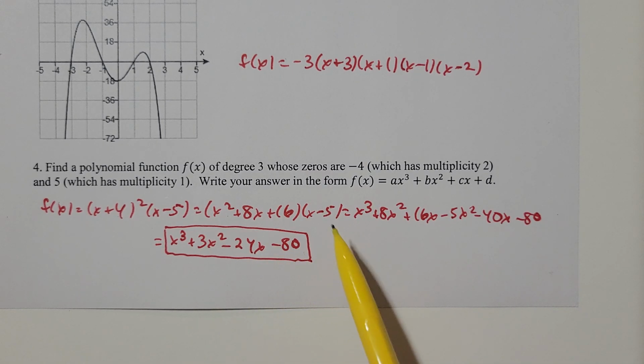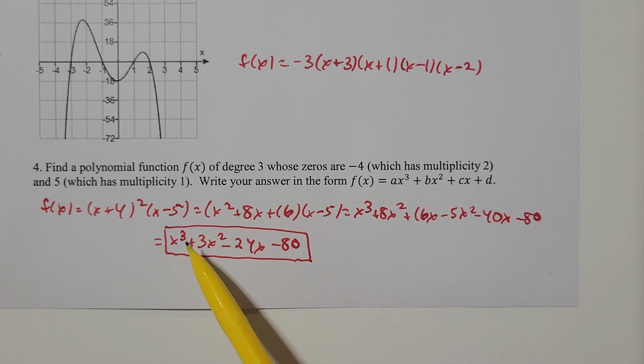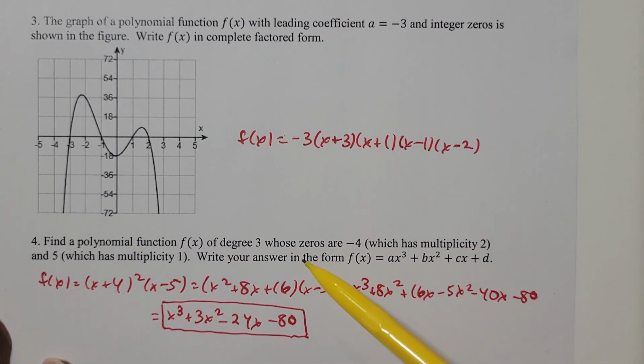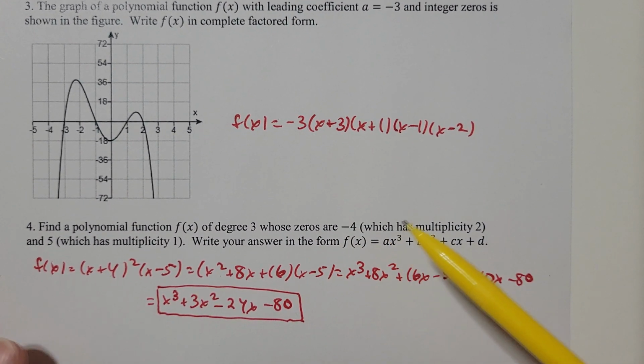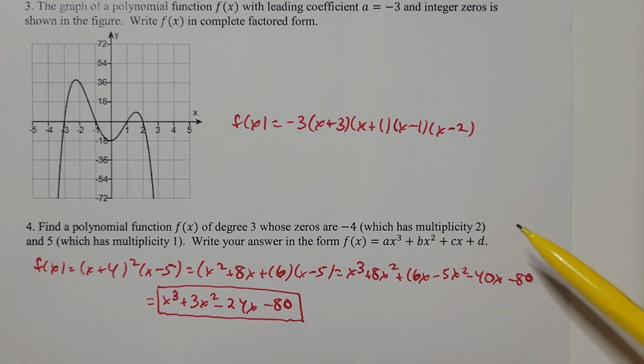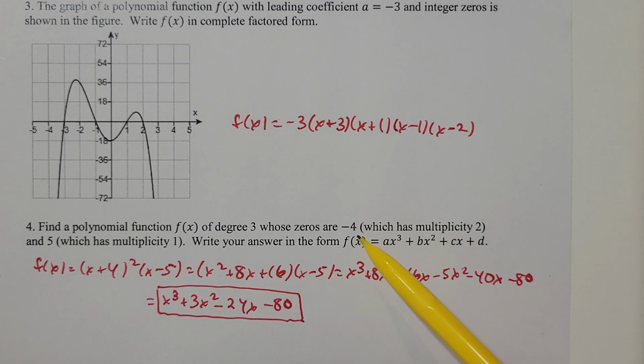Okay, again, this problem is just like the previous two, only I don't have a graph, right? But they're telling me the zeros. So whenever I know a zero, I know a corresponding factor. Now the term multiplicity just means how many times I see the zero. So like I saw negative 4 twice, so I'm going to have x plus 4 times another x plus 4.